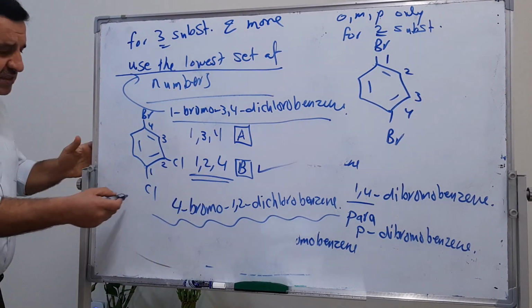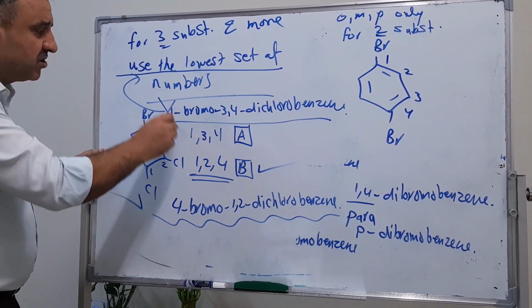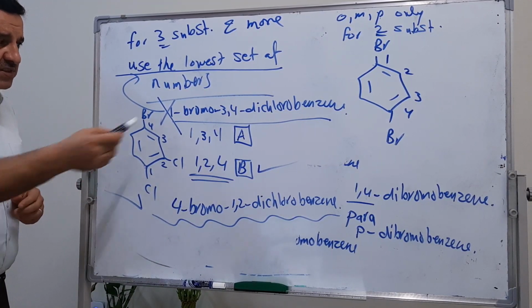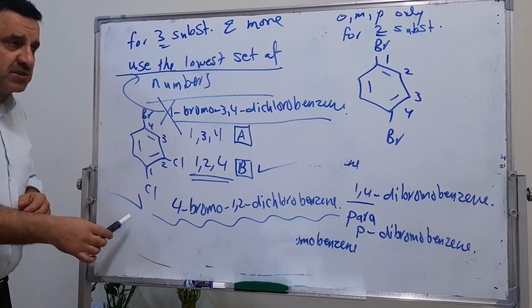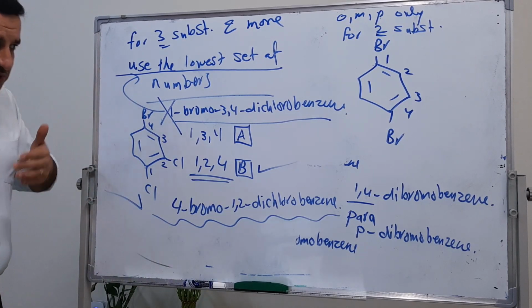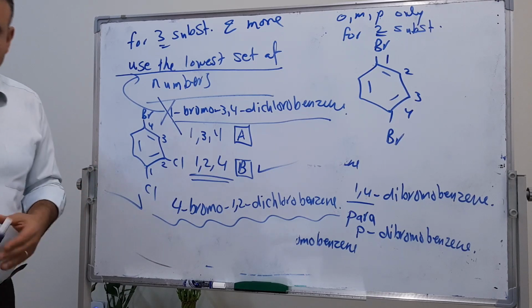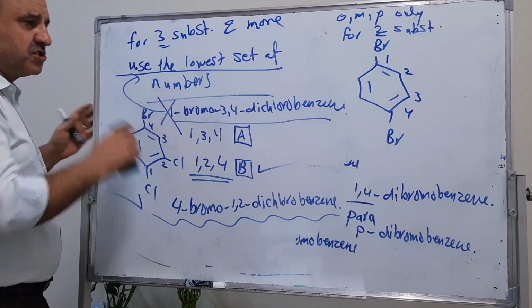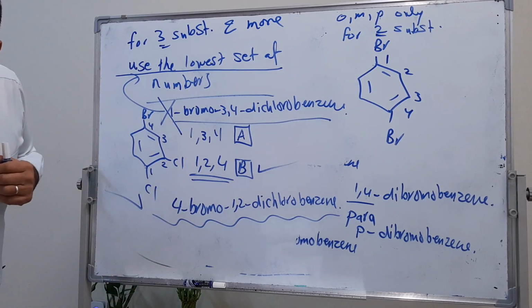So as you can see, this name is correct, this name is wrong. We should not use this numbering. The first numbering is wrong, the second numbering is true because it includes the lowest set of numbers. Right. Okay, so far, is that clear, guys? Yes, go ahead.